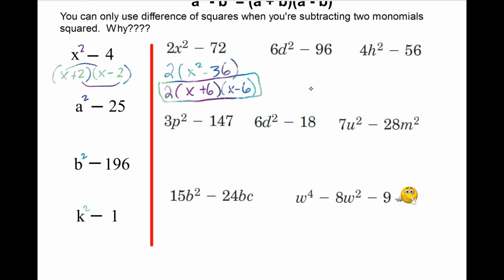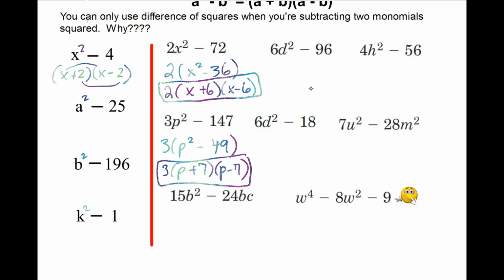All right, so here we ask ourselves, can we factor out a 3? And if we can, we factor that bad boy out. So if we take out a 3, we get 49 out of 147, so we get p squared minus 49. I see two monomials being subtracted. Is this the difference of squares? Yes, it is. It's a difference of p and 7 squared.